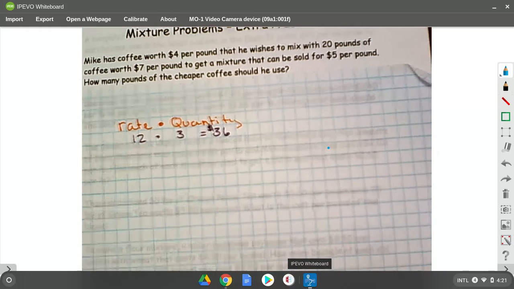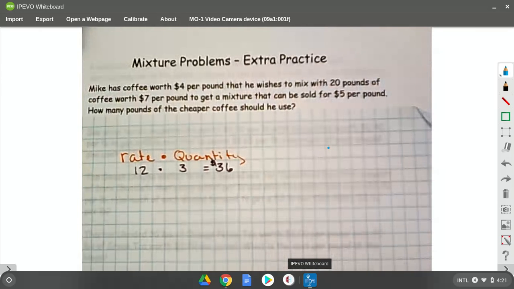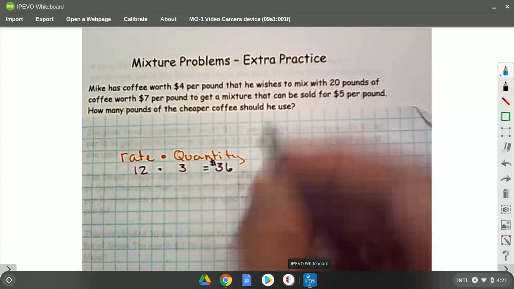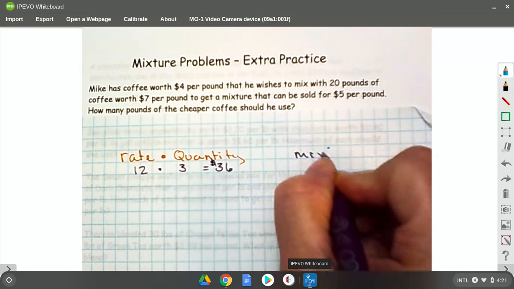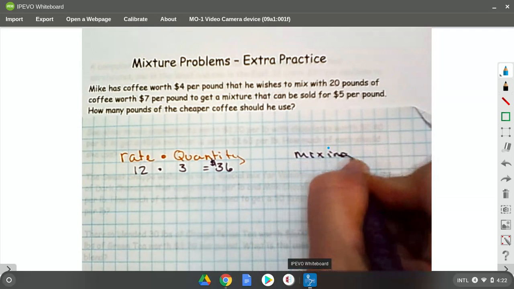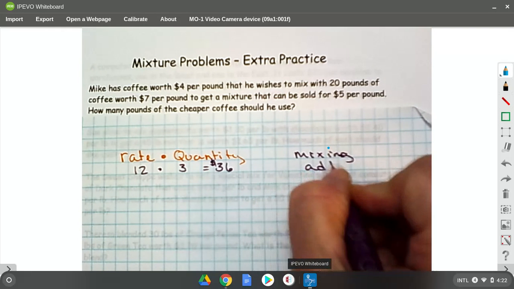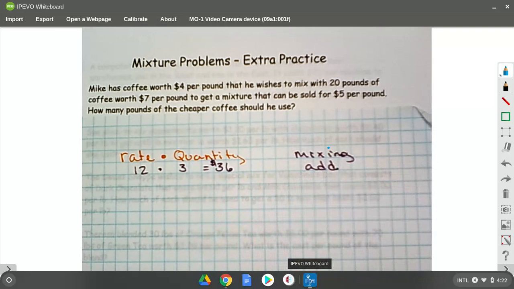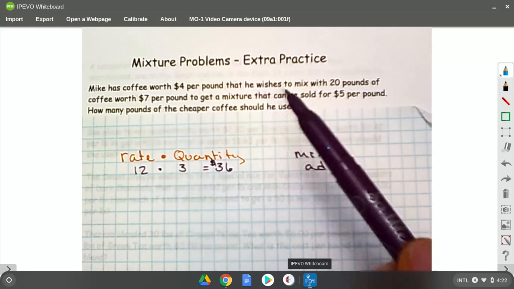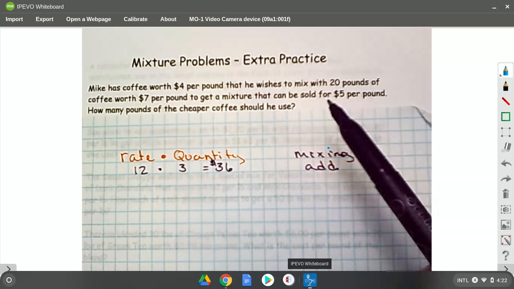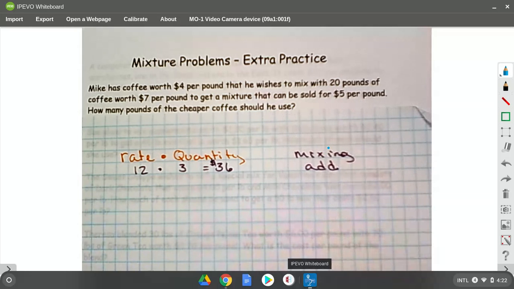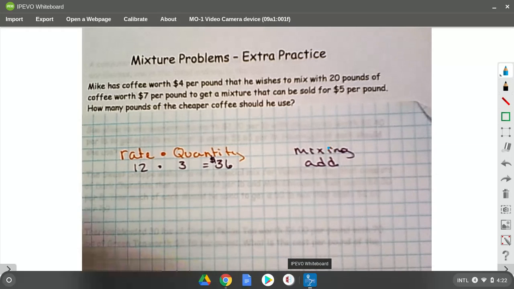That's first. Second, it's a mixture problem. What are we doing with two things? We are mixing two different things together. So mixing mathematically means to add them, right? All right, so we're going to set up an equation where we take our rates and multiply them by our quantities and then solve for the ones we don't know.